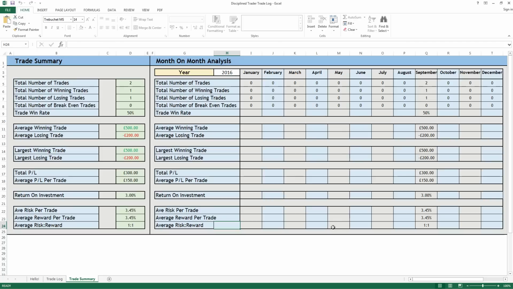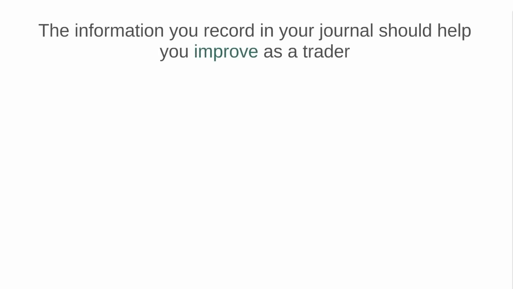I like to know the statistics of certain aspects of my trading as it gives me confidence in the live markets. Now just because this works for me doesn't mean it will work for you. The information you want to record in your trading journal should help you improve as a trader. If it doesn't help you do that, then it has failed.